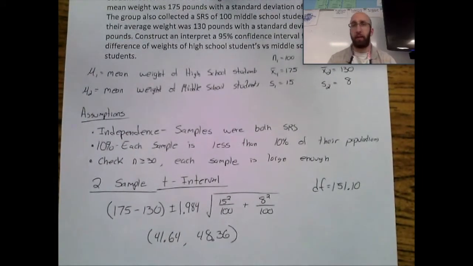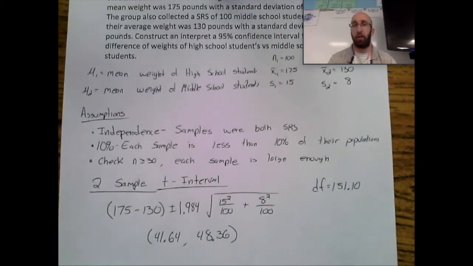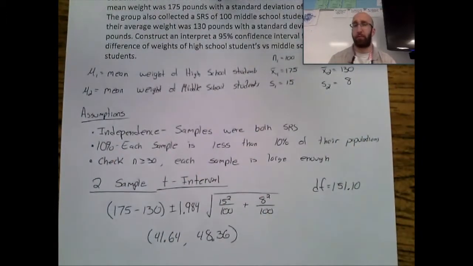Our third one is making sure our sample is big enough. So we're going to check n is greater than or equal to 30. So we're checking whether each sample is large enough. Each sample size was 100. I know I'm blocking the other one, but each sample size was 100, so both of them are big enough. So with these things, we know our sampling distribution is approximately normal. It's going to allow us to actually go through and use the formulas for a confidence interval. So because of these assumptions, I know I can do a two-sample t-interval.